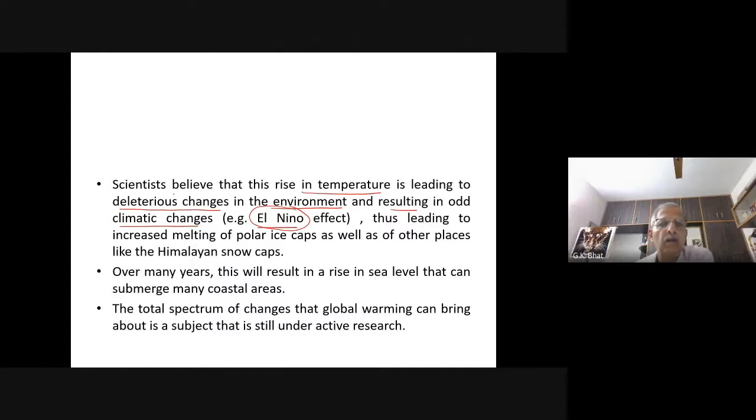Scientists believe that this rise in temperature is due to the increase in the level of carbon dioxide and methane in the atmosphere. It's leading to deleterious changes in the environment, resulting in odd climatic changes. You expect earlier, you used to come across distinct seasons like rainy season, winter, summer, and all. At Udupi and all, forget about Bangalore. At Udupi and all, during this December, what you used to find?